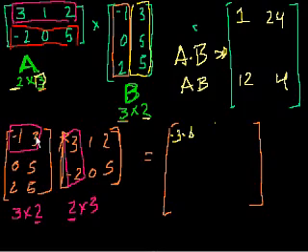And then it's going to be this row times this column. So it's minus 1 times 1 plus 3 times 0. So that's just minus 1, right? Because 3 times 0 is 0. And so that was that one.